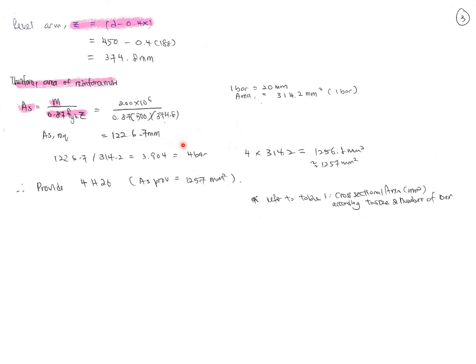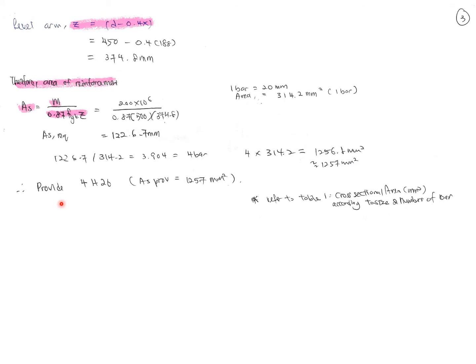Then you will get the As required as 1226.7 square millimeter. We want to use a bar diameter of 20 mm. You refer to table 1, the cross-sectional area table, which you can find in the Eurocode at the back, in the appendix. So 1226.7 over 314.2 is about 3.9, so it is 4 bars. 4 times 314.2 is 1256.8 square millimeter, so it is equal to 1257 square millimeter.